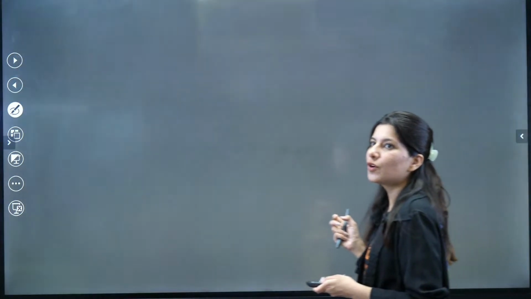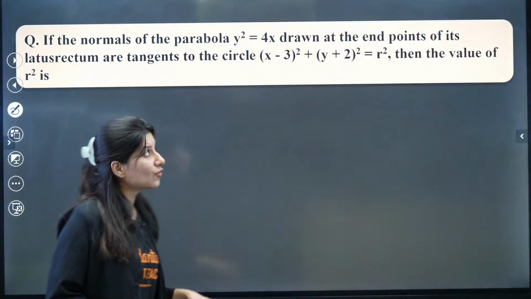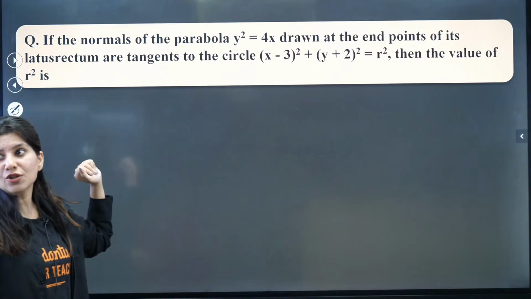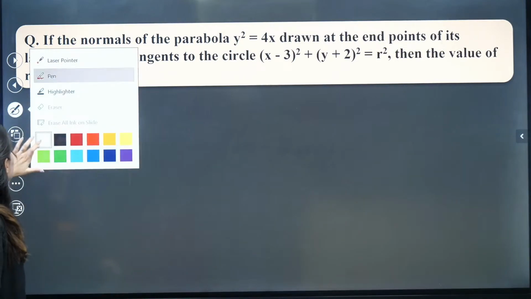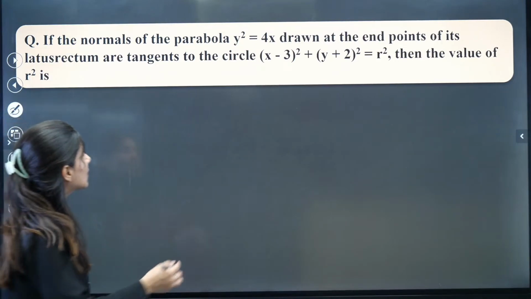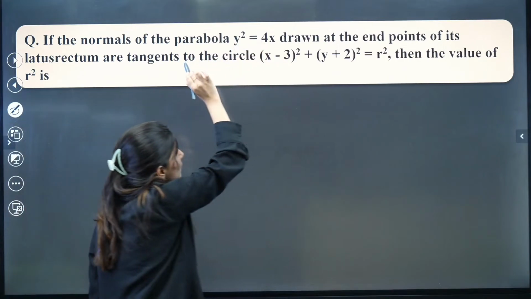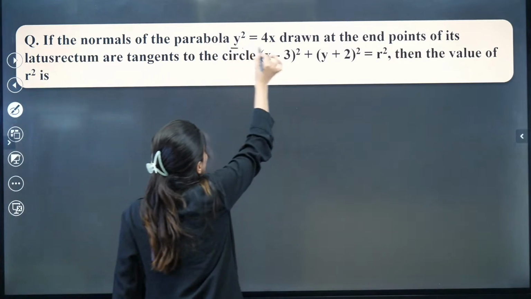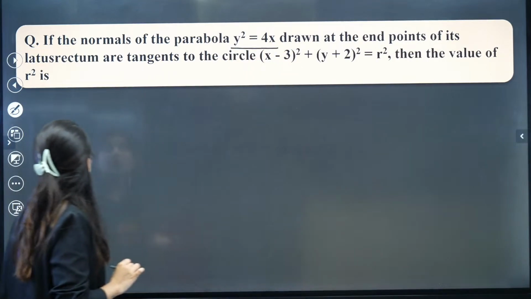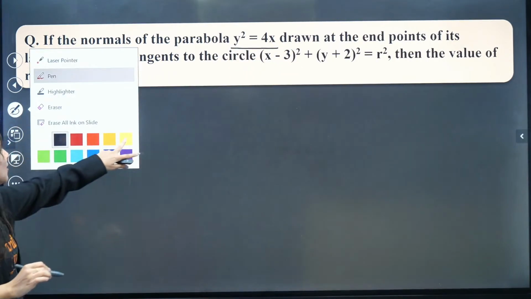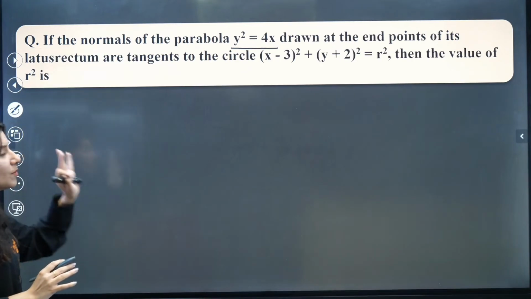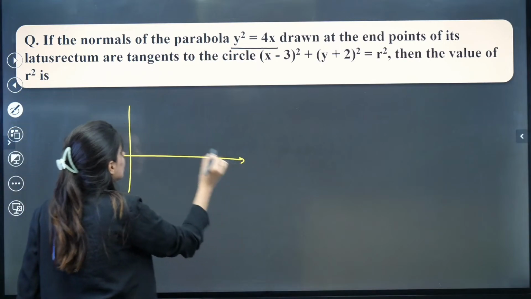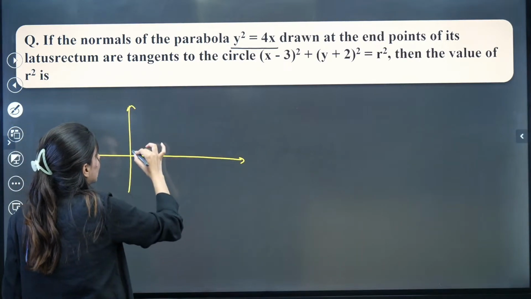So let's now move on to the next question, which is, by the way, on circles and parabola. The combination of circles and parabola. Let us understand this question. If the normals of the parabola y square equals 4x drawn at the end points of its latus rectum. Okay, so one by one, question by question, the moment I start reading, let me just draw a rough diagram of this.